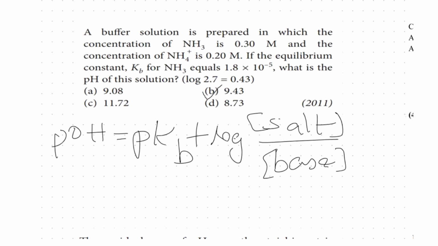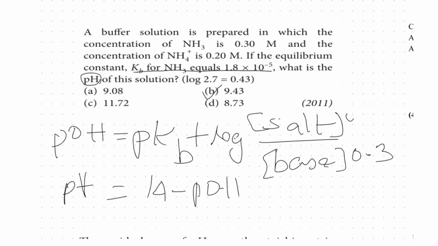You remember, Kb value is given, not pKb. First you have to find pKb. pKb is minus log Kb. So first you find pKb, then you substitute here. Salt concentration means NH4 plus concentration, you substitute here. And ammonia concentration 0.3, you have to substitute here for base. And this is for salt. And pKb you have to calculate and substitute. You will get pOH, and from pOH you can calculate pH.